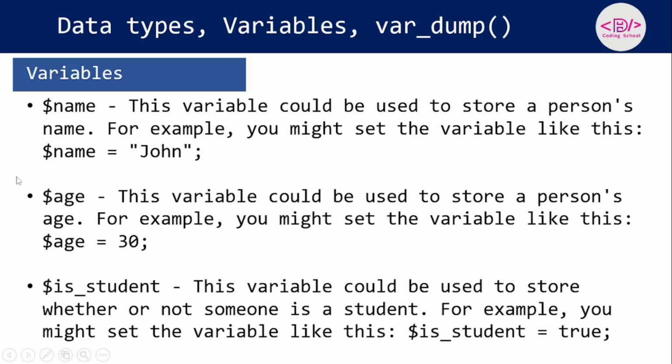Let me just grab my pen here. So you can create, for instance, a name, and then you assign it a value. And the same thing here, you can create, for instance, age, and you assign it a value. And then you can also create this one. This variable could be used to store whether or not someone is a student. For example, you might set the value like this, is a student, and you set it to true.